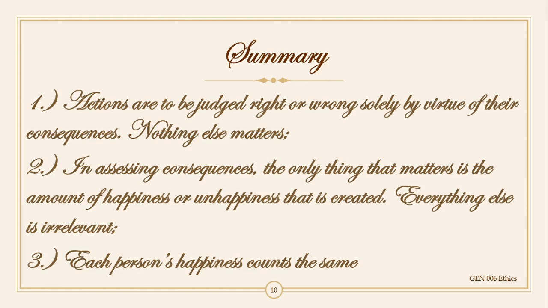The two theories argued that actions are to be judged right or wrong solely by virtue of their consequences. Does this produce happiness? Does this produce pain? Nothing else matters. In assessing consequences, the only thing that matters is the amount of happiness or unhappiness that is created. Everything else is irrelevant. Each person's happiness counts the same. That's why it's called the greater happiness for the greater good.